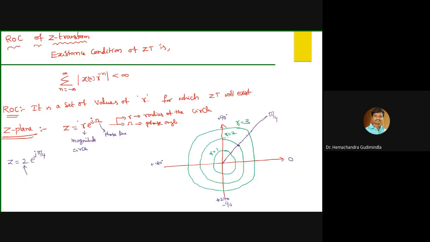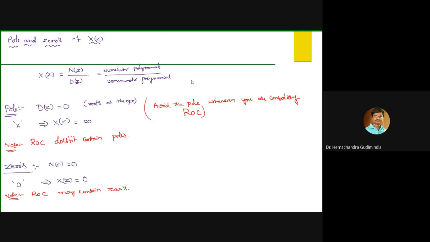So what is the existence condition for z transform? Mod X of z should be less than infinity. This condition it needs to satisfy. Then only the Z transform will exist.